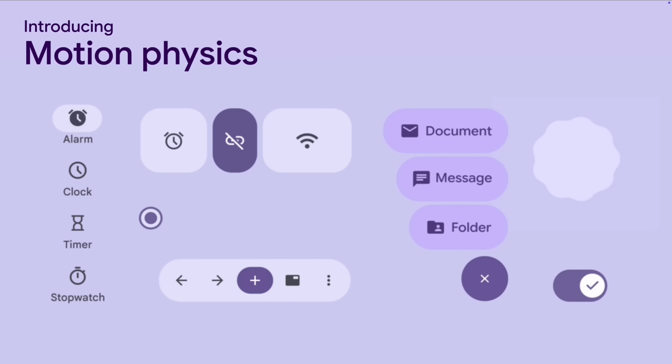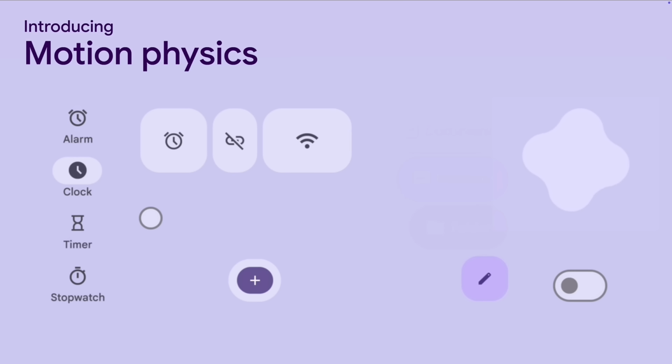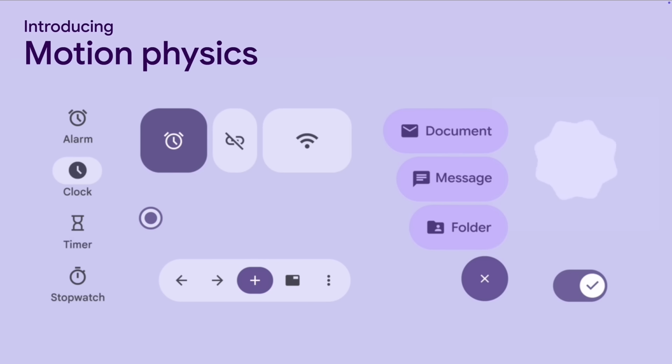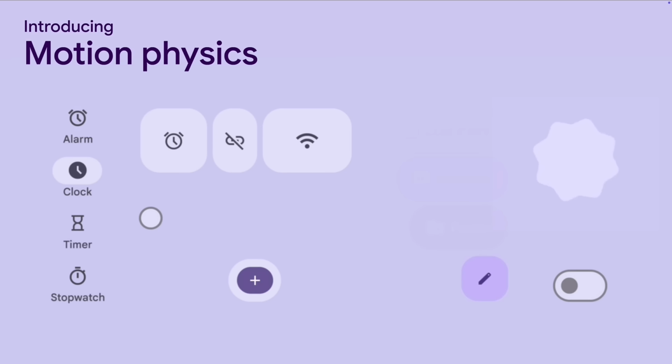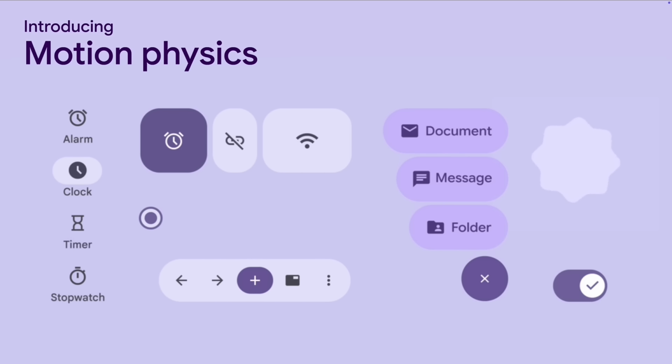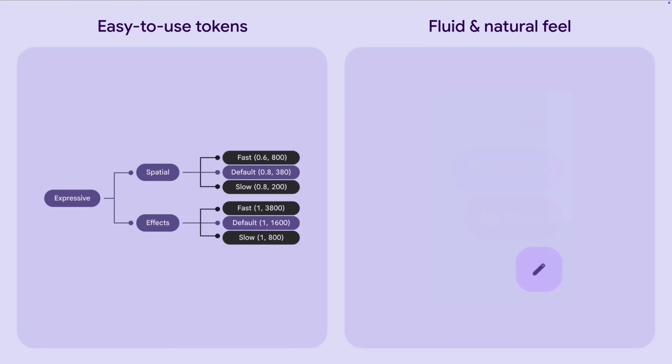Motion is now an official tokenized system in Material with out-of-the-box motion physics that you can customize for your product. Instead of hard-coding animations, you can pick from pre-made motion spring tokens, making your motion higher quality and much easier to implement. Animations used to require complex easing and duration specs. Now, physics-based springs produce fluid and natural motion with simple and time-saving tokens for both spatial transitions and visual effects.